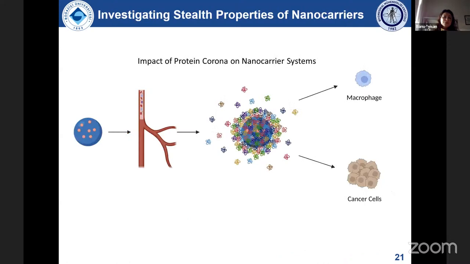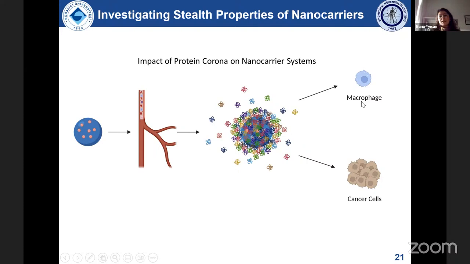We also, as I said, investigate the stealth properties of the nanocarriers. So this brings us to the term protein corona. When we inject the nanocarriers into our body, they will deal with lots of different biomolecules, proteins in the blood, and these proteins would like to stick to those nanocarriers, as you see here in our hypothetical image. And then macrophages, our immune system, could recognize them and eat them, so they could be cleared out very fast before they reach the diseased area.